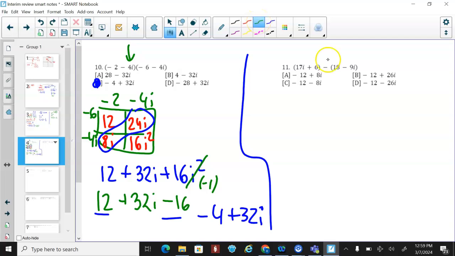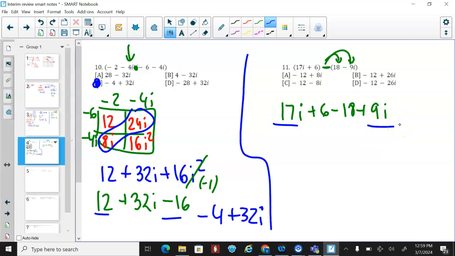All right, question 11, we're simply distributing. This is not a multiplication. There's a negative in between these parentheses versus here you had nothing, which is a multiplication. So here we're simply distributing the negative, which means we're going to change the signs on the inside. Okay, so it's negative 18 plus now 9i. We're going to combine like terms. So 17i plus 9i is going to give you 26i.